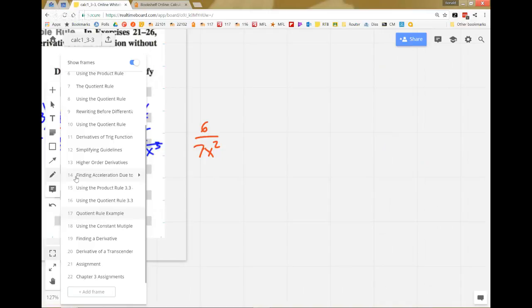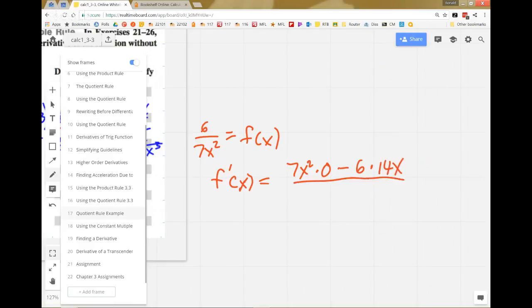So we've got 6 over 7x squared. All right, so now let's come over here and do it strictly with the quotient rule. So f prime of x is equal to the denominator times the derivative of the numerator, minus the numerator times the derivative of the denominator, all over the denominator squared.